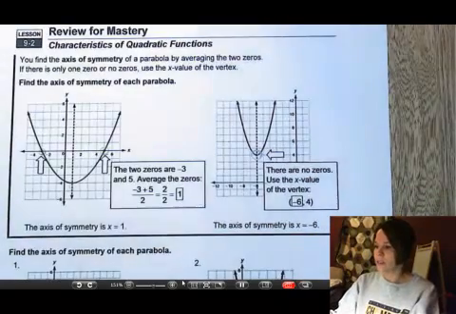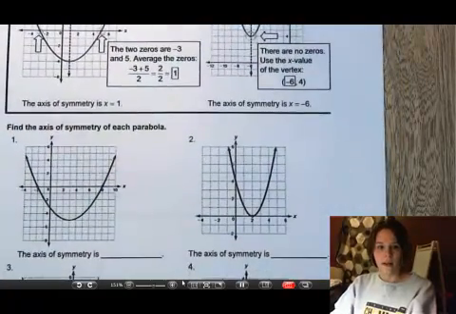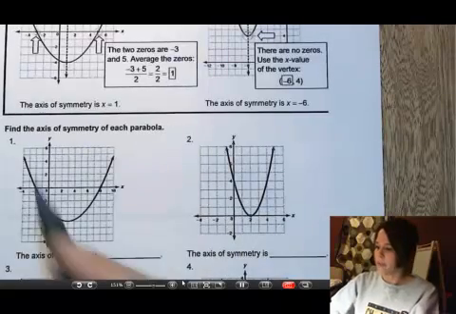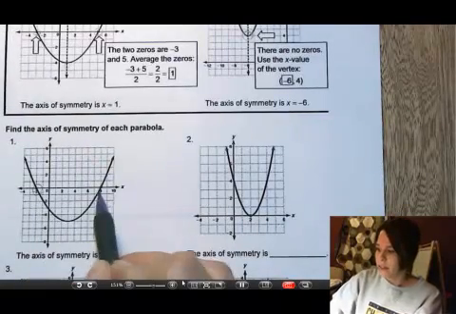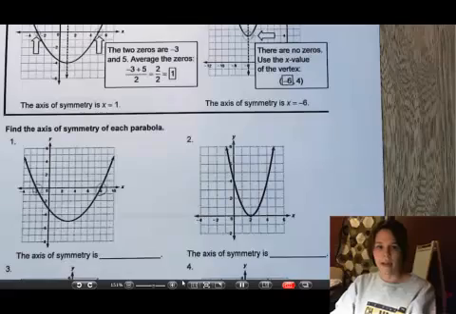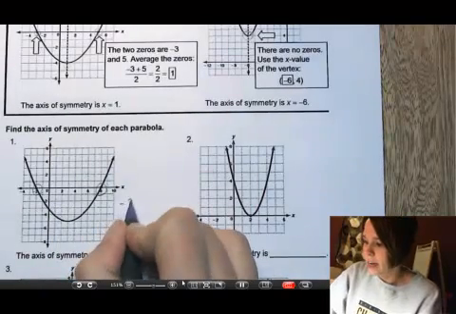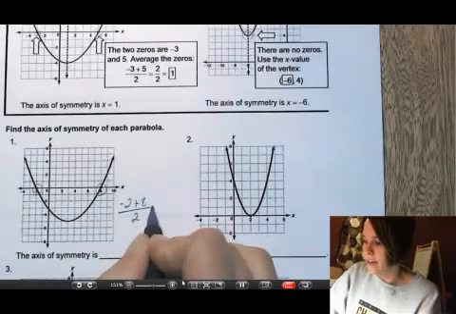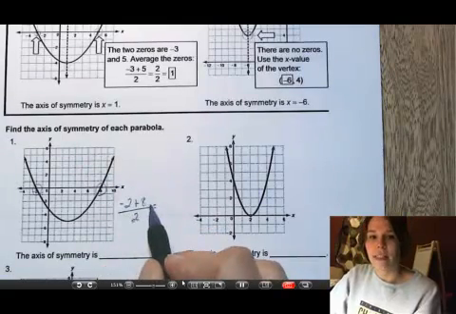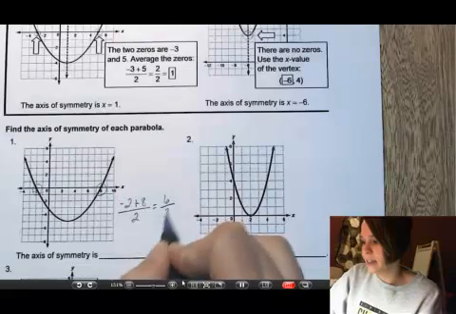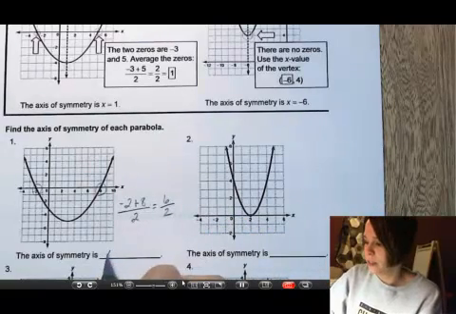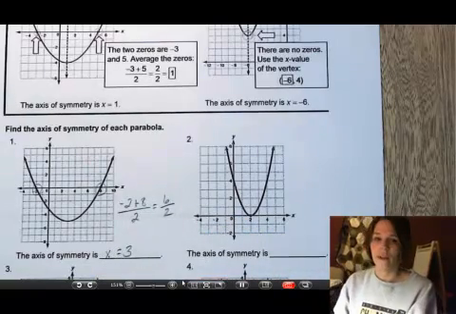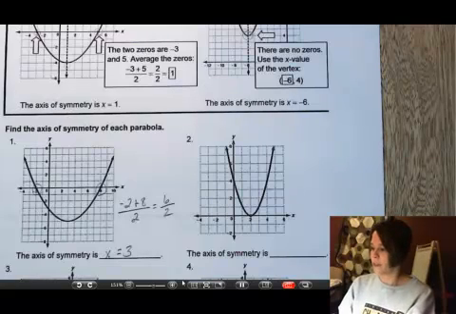So let's do two examples of these. Okay, number 1. I happen to have zeros. The first zero is at -2. The second zero is at 8. Let's average those. -2 plus 8 is 6. Divided by 2 is 3 for axis of symmetry.